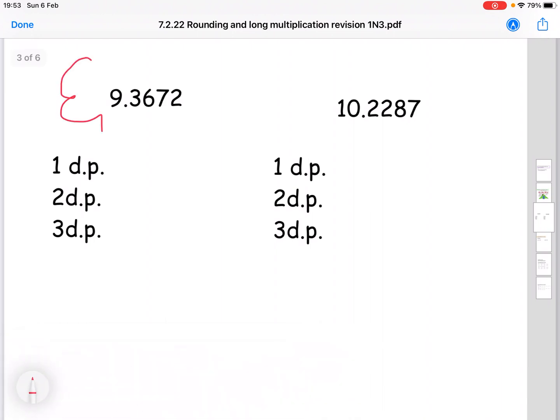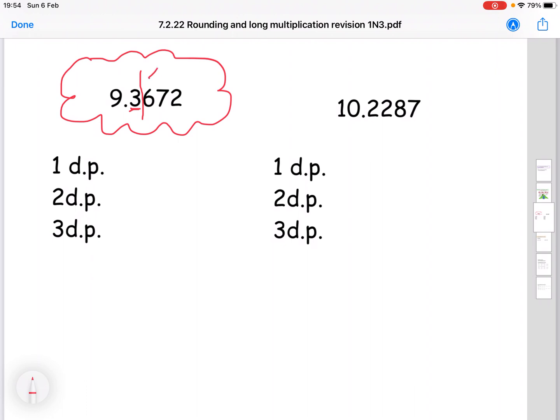So this first number here, we have 9.3672. First of all, if we're going to round it to 1 decimal place, all we need to do is look at one number after the decimal point. Here, that would just be that 3, okay? So that's your first decimal place. What I find useful to do is draw a line and cut off the rest of the number, okay? After that line is where you're looking to see, are you rounding up or leaving as it is?